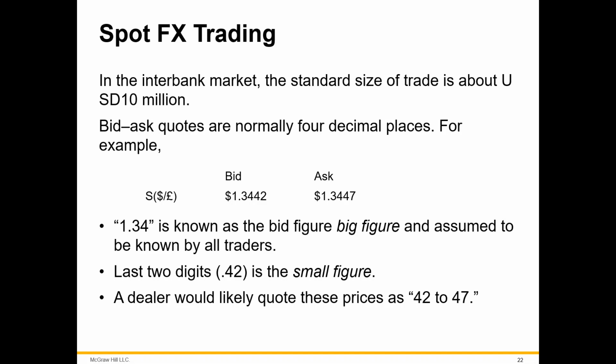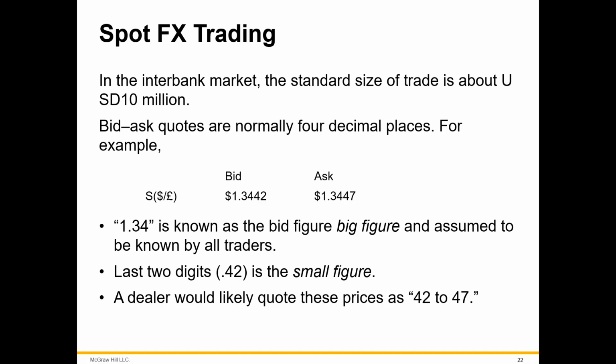Right? So we'll sell you the pound for $1.34 and 47 basis points, and buy it for $1.34 and 42 basis points, making a 5 basis point spread. I say it's not a basis point, I guess, because these aren't percentages, but it's the 4th decimal place deep into this quote. There's a 5.